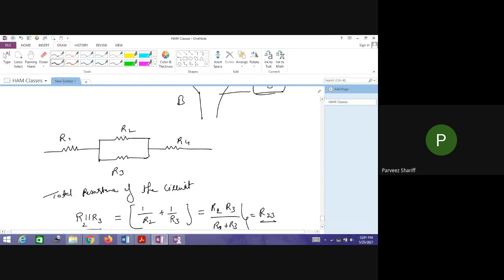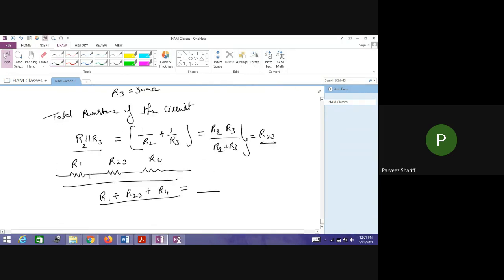Now let me give some values to these resistors. Say this is 100 ohms, this is 120 ohms, this is 300 ohms, and this is 500 ohms. Can you please calculate and tell me the final resistance value? This will be your small assignment for the day.